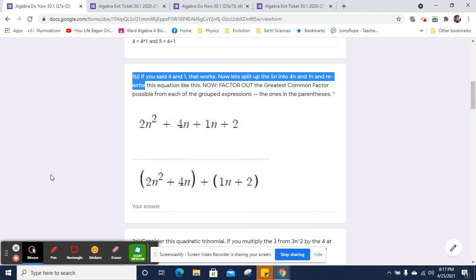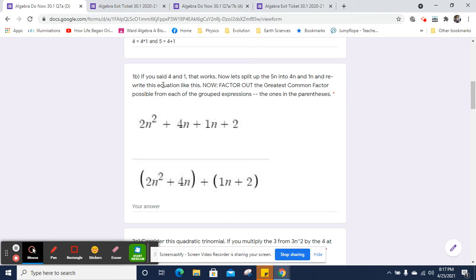Okay, let's take a look at this next one. So what I can do is take that 4 and that 1, and I can actually split the 5n into a 4n and a 1n. And that's going to allow me to use something called factoring by grouping in order to factor this overall quadratic. So I've taken it and broken it into 4 terms. The middle term I split into a 4n and a 1n.